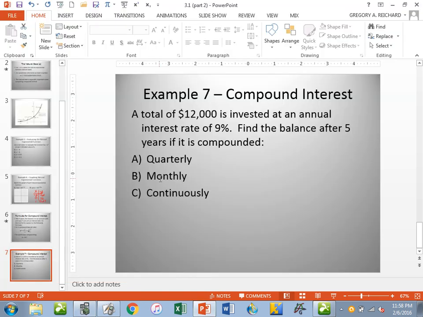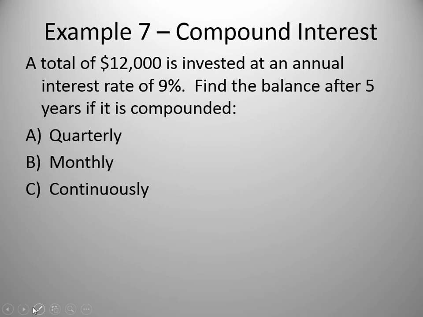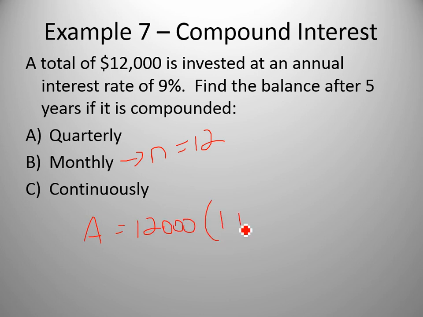Now for part B, the question says the same sort of thing, except what if your interest was compounded on a monthly basis instead of a quarterly basis? So monthly basis would be n equals 12. So when I go to do my formula here, I got A equals 12,000 times 1 plus 0.09 divided by 12 now, since I'm going to do it 12 times a year, and this would be to the 12 times 5 power.